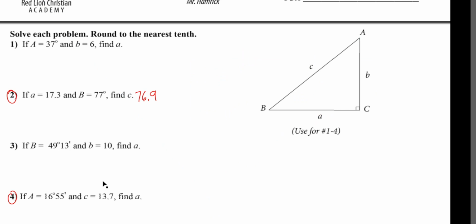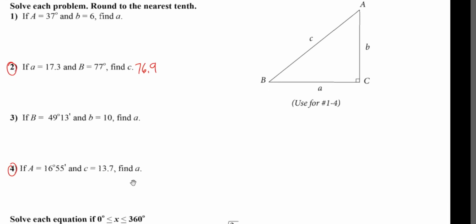Okay. Let's look at 4. First thing I'm going to do is change that minutes thing. I don't like that. So I'm going to go 16 plus 55 over 60. So that's what I'm using instead of 16.55, because it's not 16.55, is it? So it's 16 plus 55 over 60. That's not my answer. I shouldn't have circled it, but you get the idea. Let's not circle it. Let's put it in a box. All right, so that's what I'm going to use for angle A.